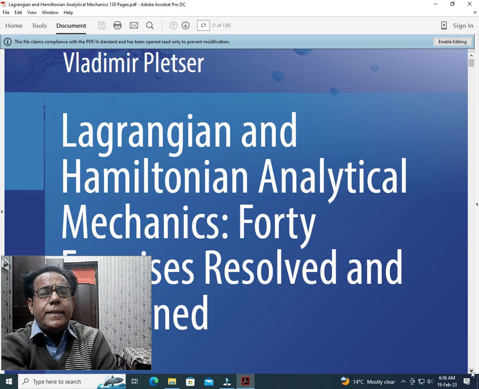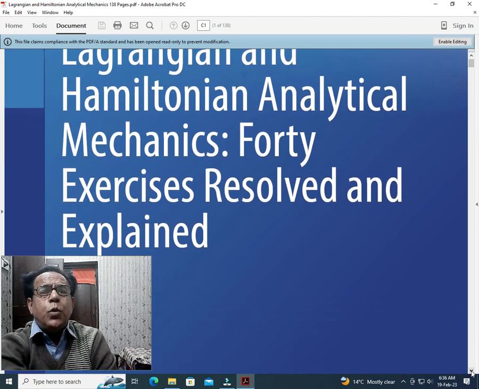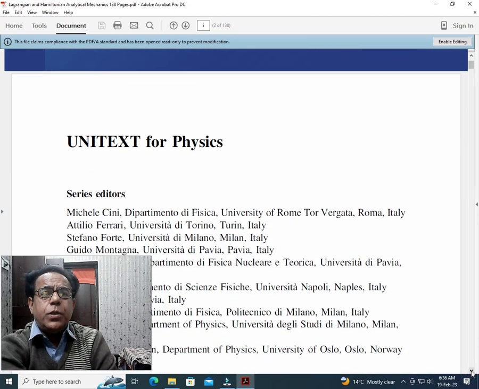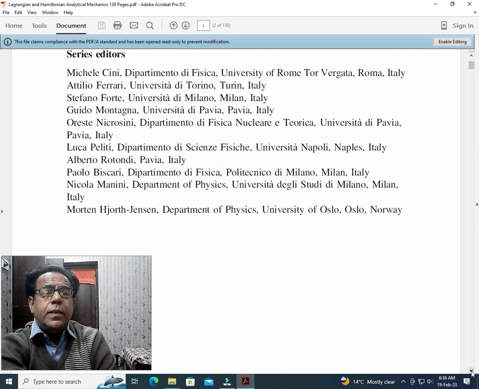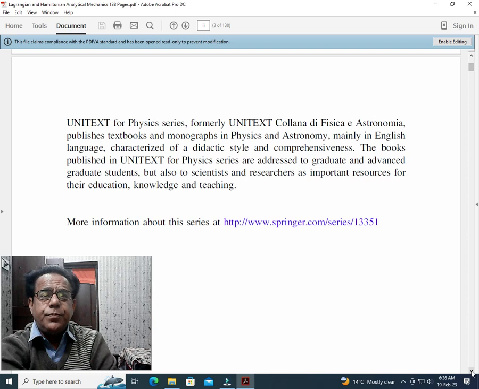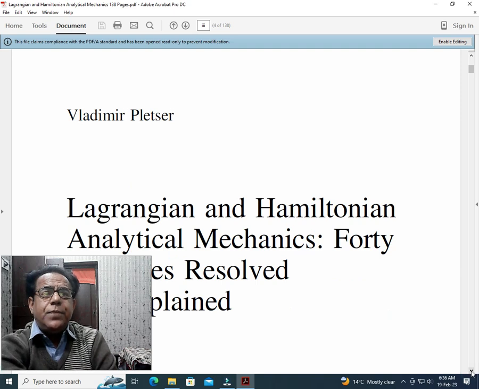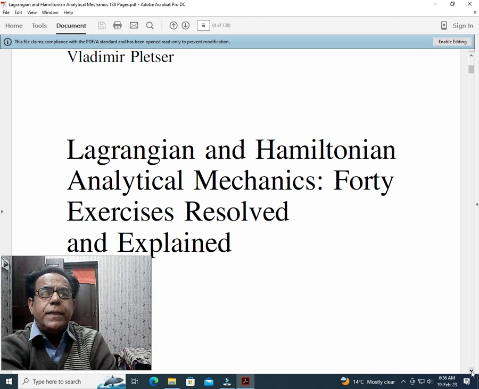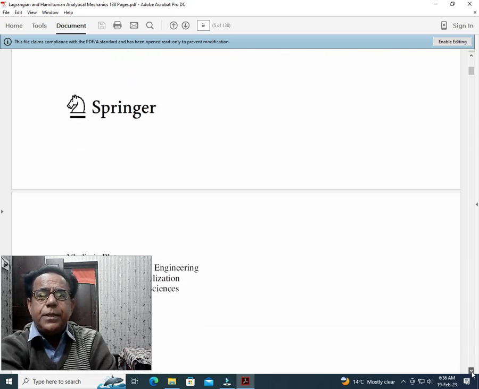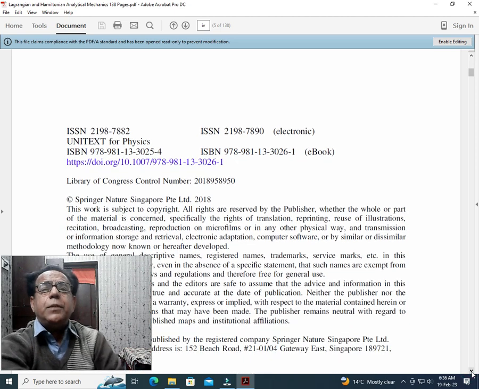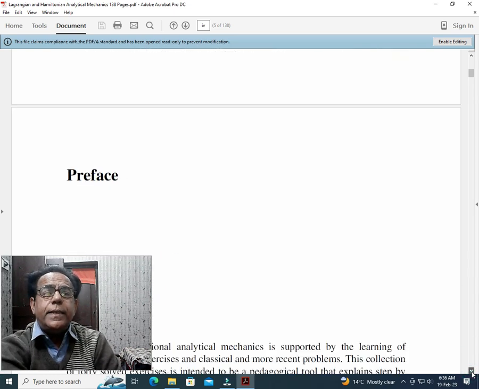The title of the book is Lagrangian and Hamiltonian Analytical Mechanics, 40 exercises resolved and explained. Its publisher is Springer. Unitext for Physics. Copyright 2018. This book was published in the year 2018.